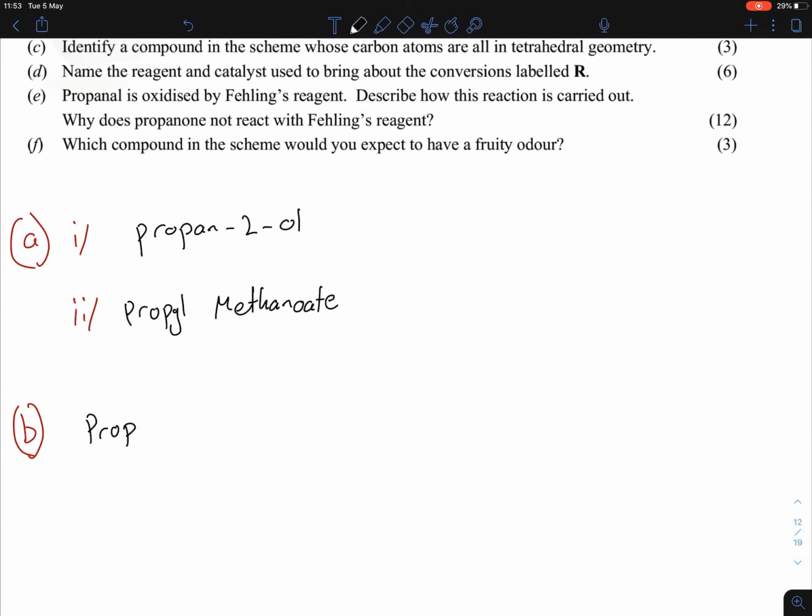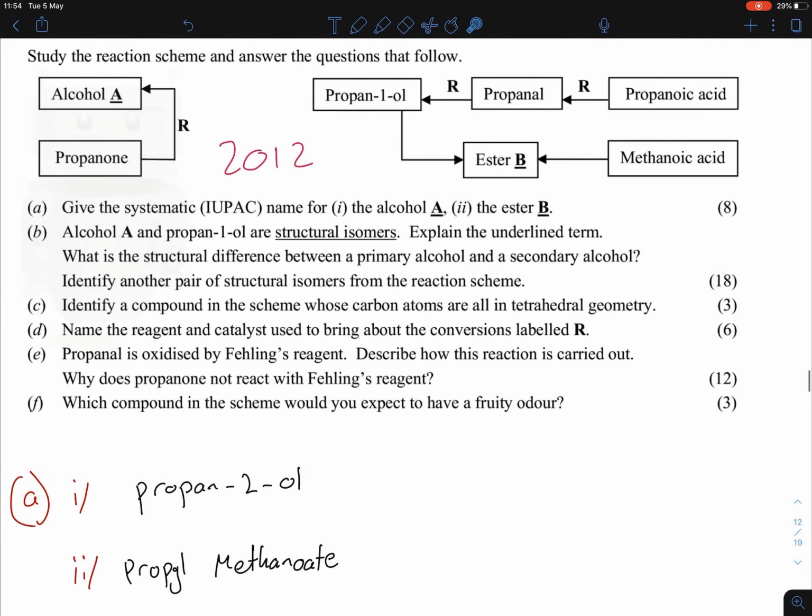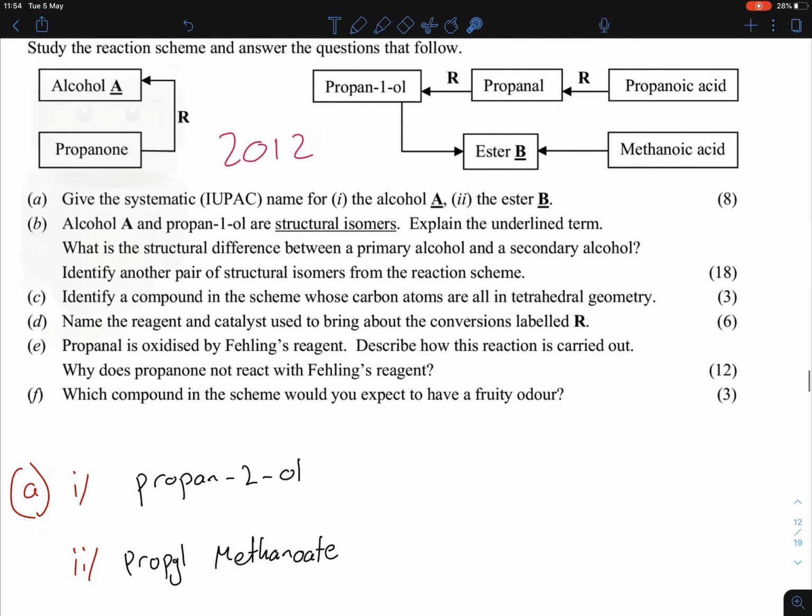So aldehydes and ketones are structural isomers of one another. So propanone and propanal. You just need to write that down. You don't need to draw them out. So alcohol A and this alcohol over here are isomers of one another, because we've got a primary alcohol and a secondary alcohol. Propanone and propanal are also isomers. So identify another pair of structural isomers from the reaction scheme there, and that is propanone and propanal. And that will always be the case, providing there's the same number of carbons.